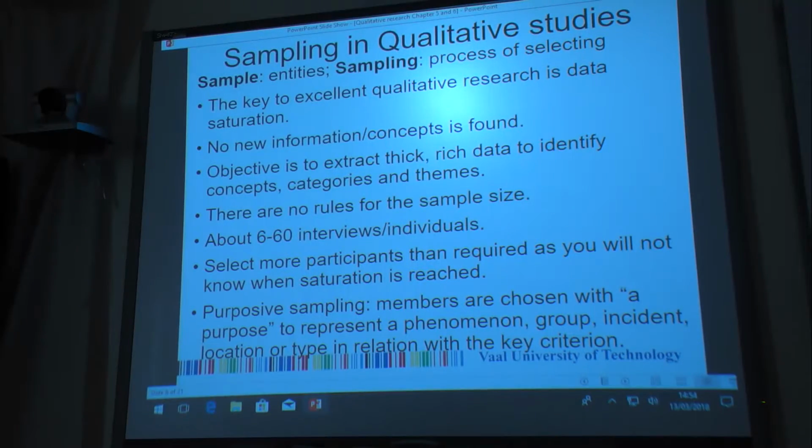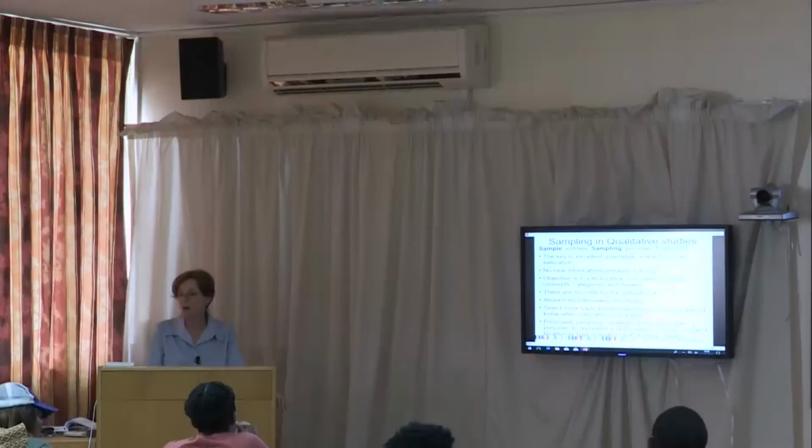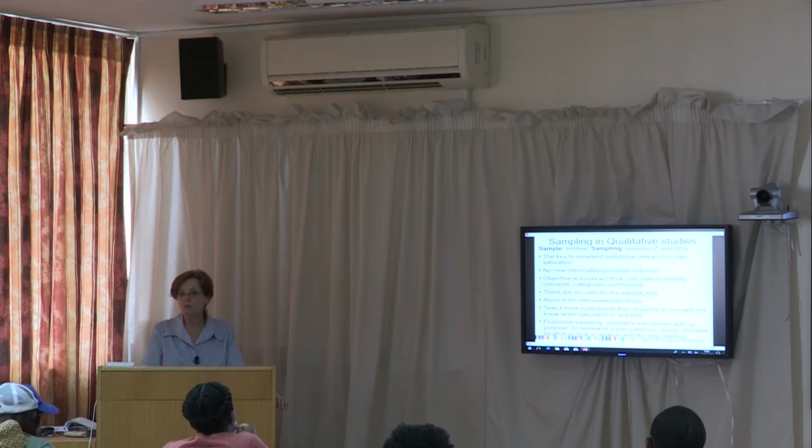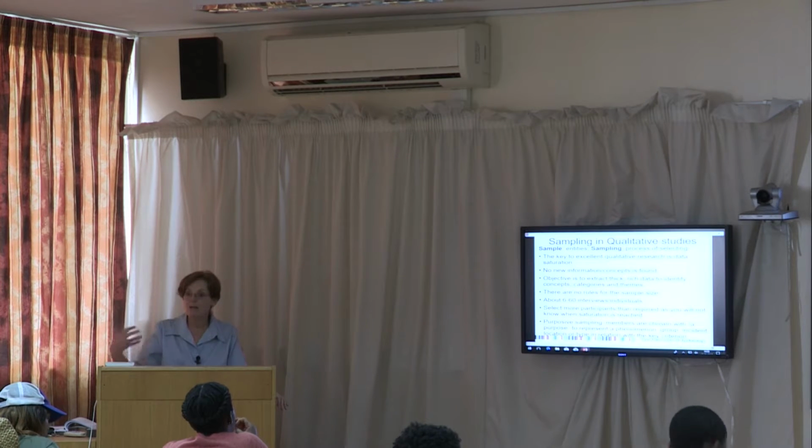Members are chosen with a purpose to represent a particular phenomenon, a group, an incident, a location, or type in relation with the key criterion. For the purpose of doing the listeriosis project, if you want to understand what people go through when they have listeriosis, the purpose must be that they must have that illness. Can you see? So you choose them because of that particular purpose.